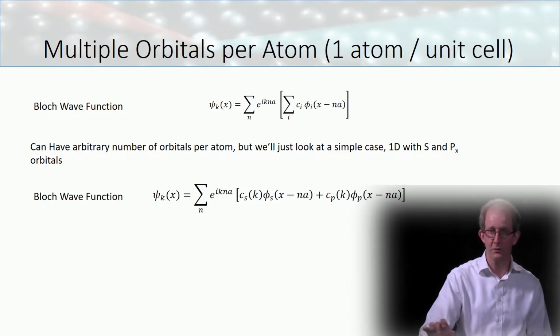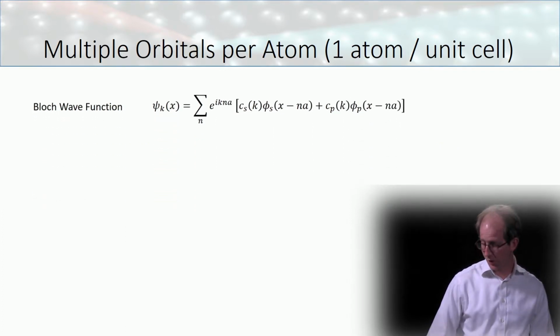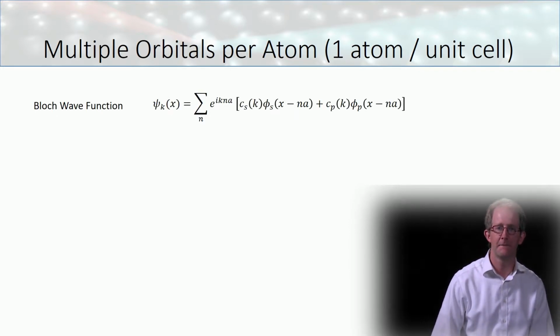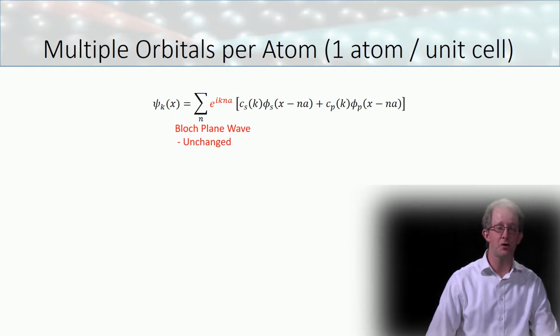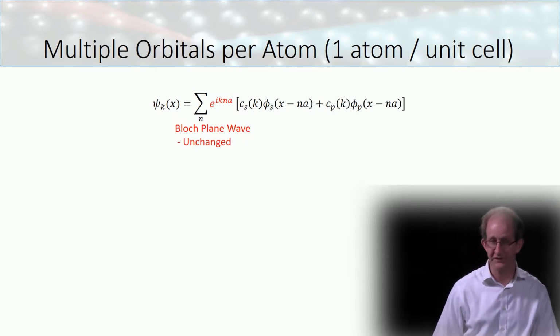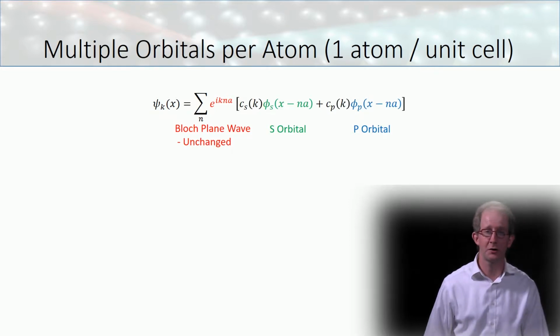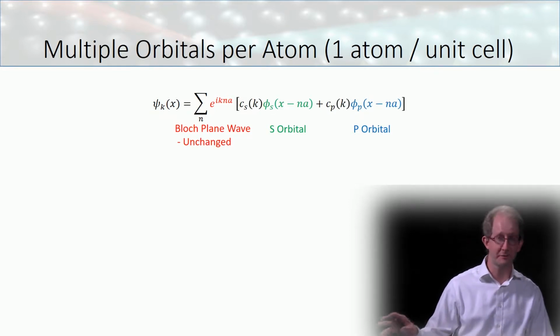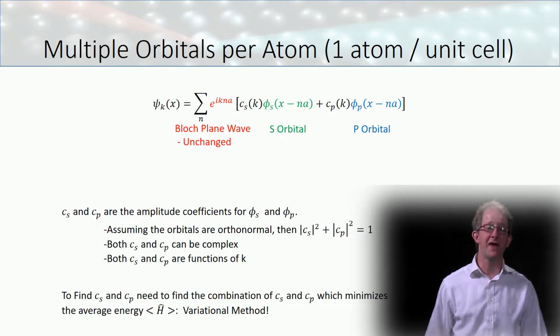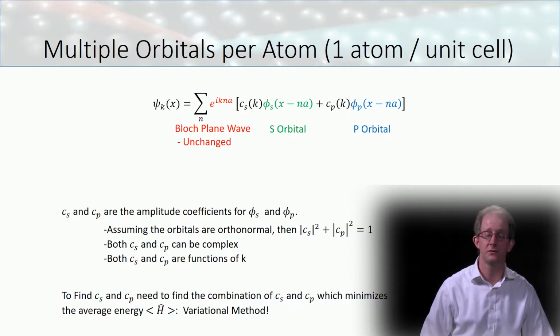All right, so just to go over that one more time, we have our Bloch wave function for an s and a px orbital, and we're going to have an infinite linear chain of these. And so we have our Bloch plane wave portion of the wave function. That hasn't changed from when we only have one orbital per unit cell. We have our orbitals, phi sub s and phi sub p. And then we have these coefficients. These are the amplitude coefficients for how much s orbital and p orbital we have in our wave function.